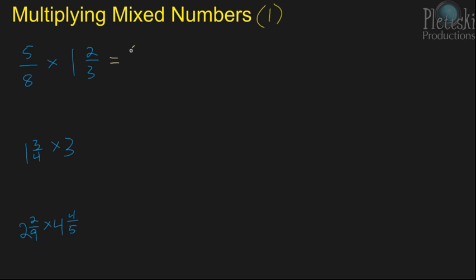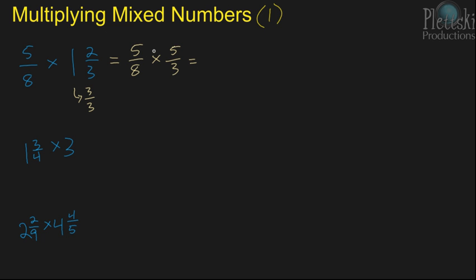So we're going to leave the 5/8 alone, and then we're going to change the 1 and 2/3 into an improper fraction. And the way we can do that, well, 1 is the same thing as 3/3, and we can add those two together. So 3/3 plus 2/3 is going to be 5/3. So we have 5/8 times 5/3.